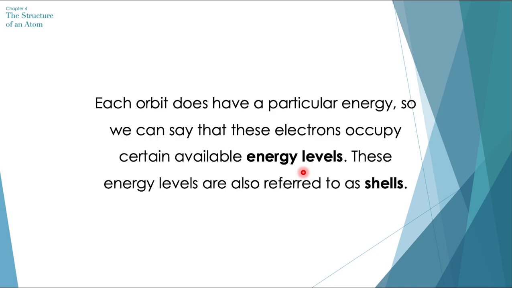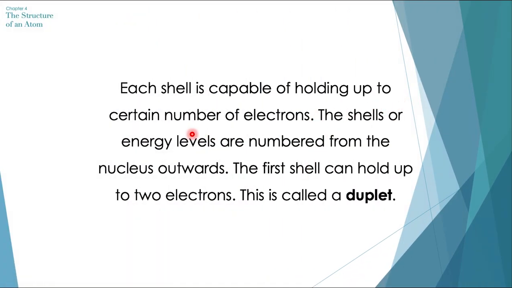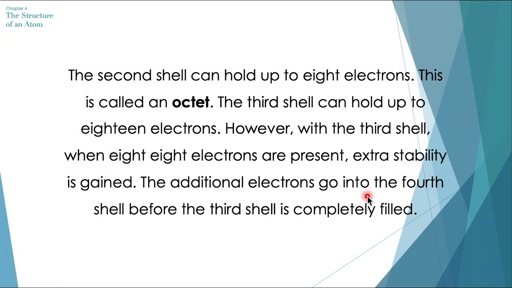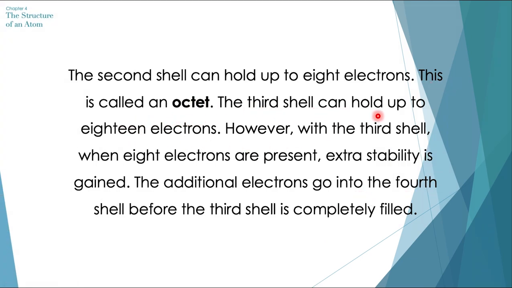Each shell is capable of holding up to a certain number of electrons. The shells or energy levels are numbered from the nucleus outwards. So the first shell can hold up to 2 electrons. This shell is called a duplet. Then the second shell can hold up to 8 electrons, not 4, 8. This is called an octet. The third shell can hold up to 18 electrons. However, with the third shell, when 8 electrons are present, extra stability is gained. So the additional electrons go into the fourth shell before the third shell is completely filled.